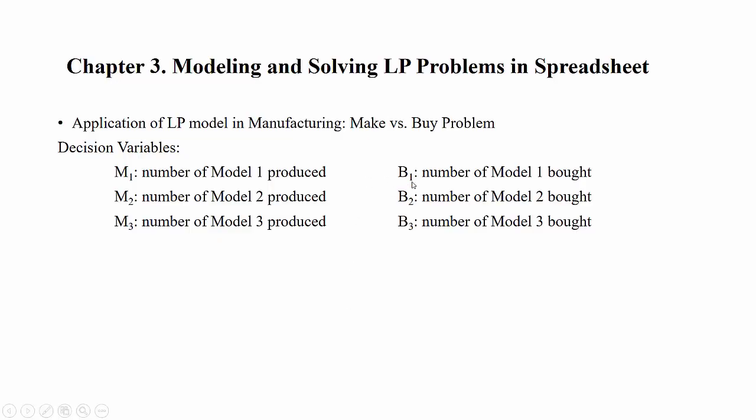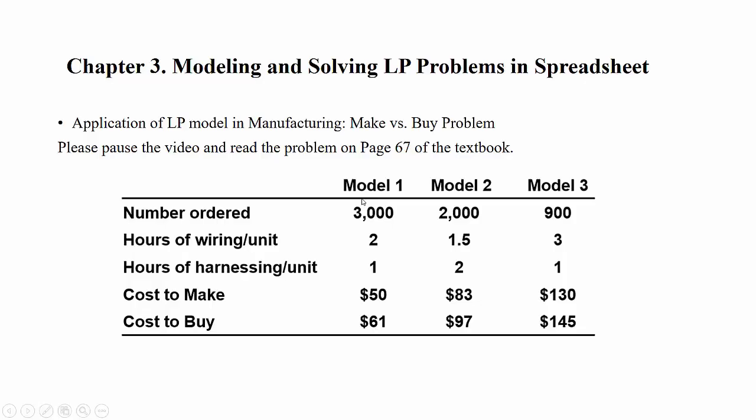But if we buy the product, we have another set of variables defined for the product that we buy from the outside company. So B1 is the number of model 1 which is bought from outside, B2 is the number of model 2 from outside, and B3 is the number of model 3 bought from outside the company. So we have a set of orders: 3,000 from model 1, 2,000 from model 2, and 900 from model 3.